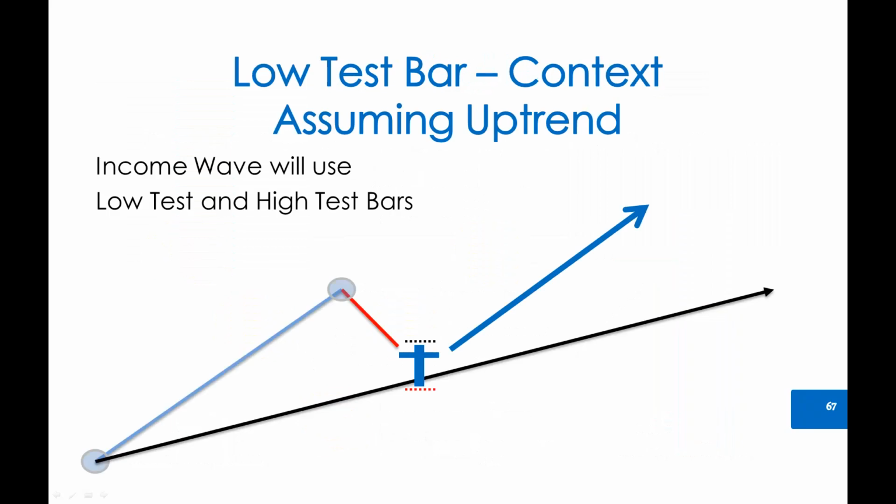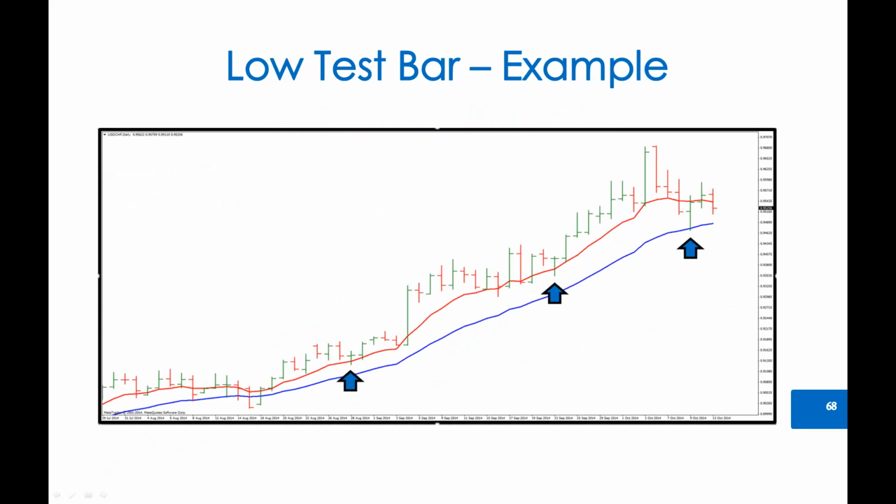So income wave will use low test bars and high test bars. A low test bar is in the context assuming an uptrend. You would look for the low test bar to be at the end of a phase 2, bouncing into a phase 1, and you would place your entry above and your stop loss just below. Here are some examples.